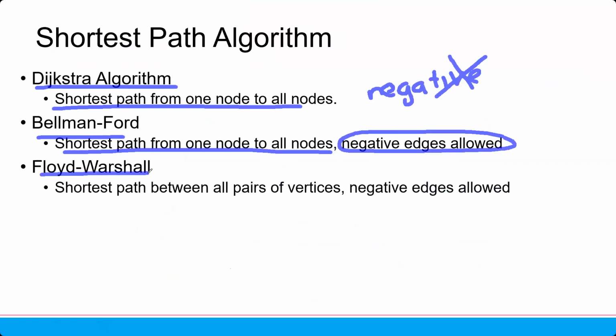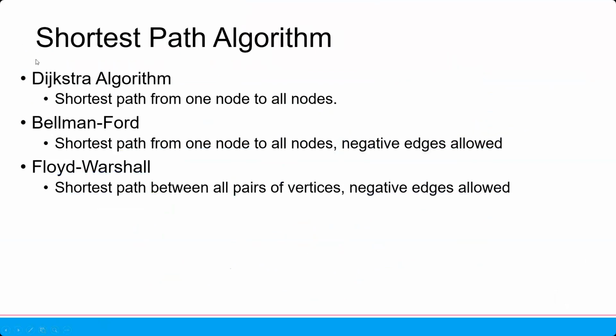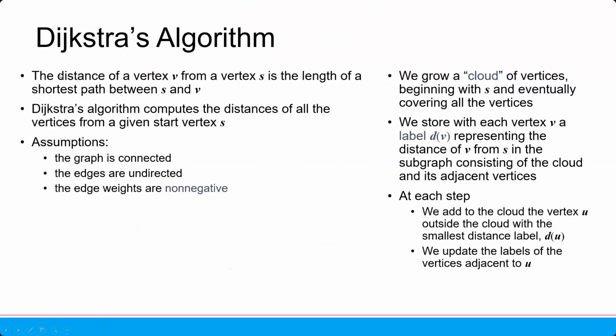Floyd-Warshall. We are going to find the shortest path between all pairs of vertices, negative edges allowed. Okay, so we are going to look at those three algorithms. The first is Dijkstra.